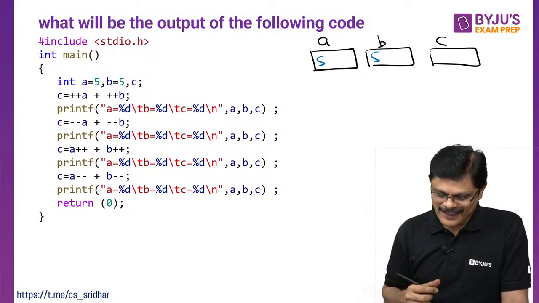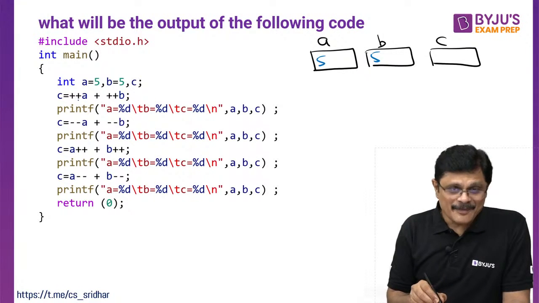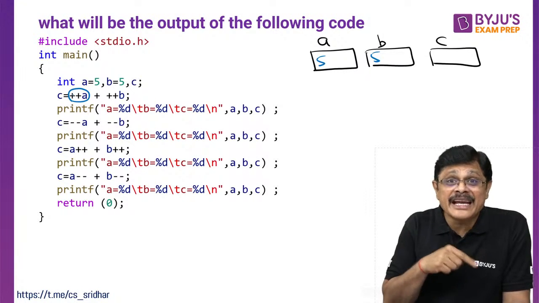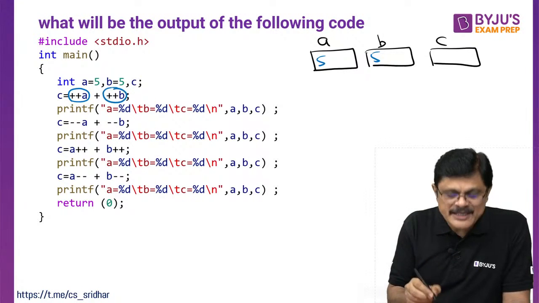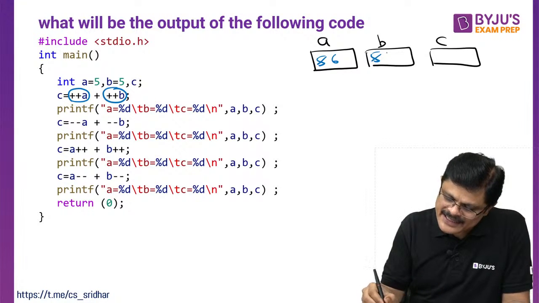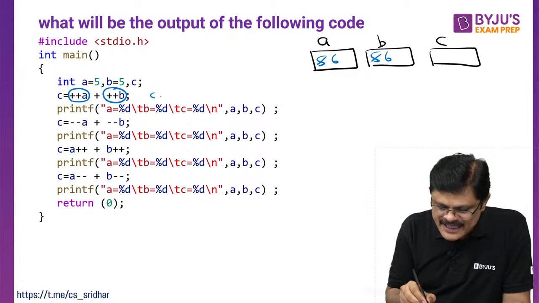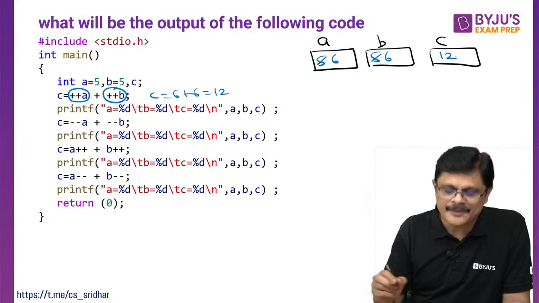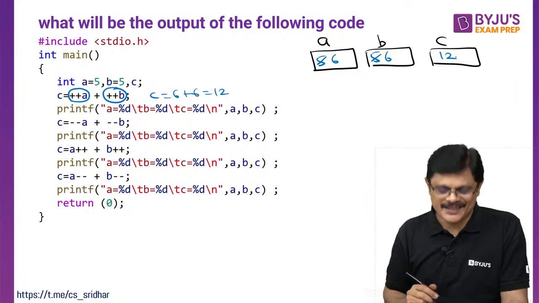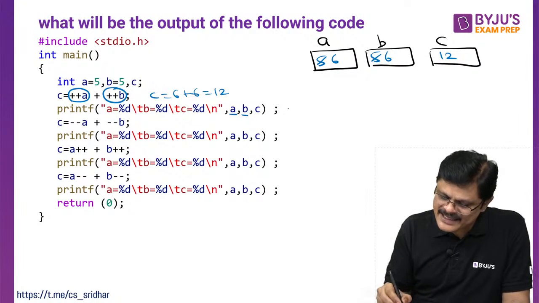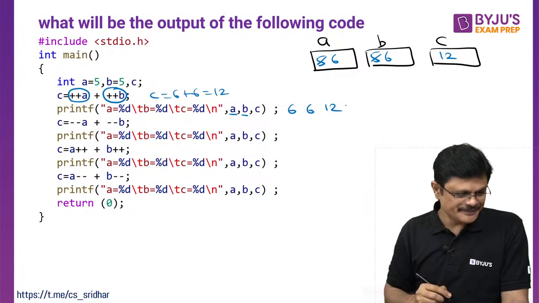Okay, nice. See here what is happening. Plus plus means first increment, pre-increment. This is also plus plus, pre-increment. That is, both are incremented. That is 6 and 6. And C value will be 6 plus 6, that is 12. So C value is 12. And after that I am printing, sir. Now what is the value of A? 6, B 6 and C 12. 6, 6 and 12 is printed.